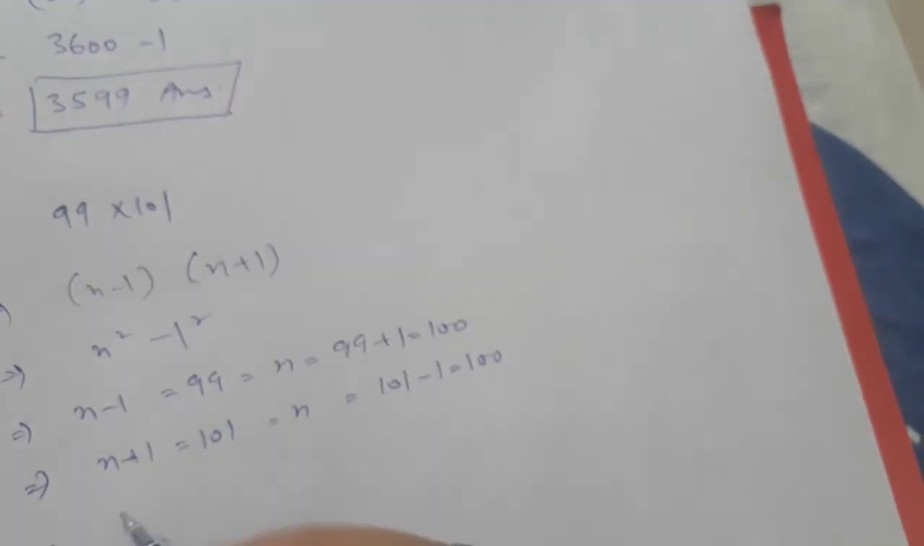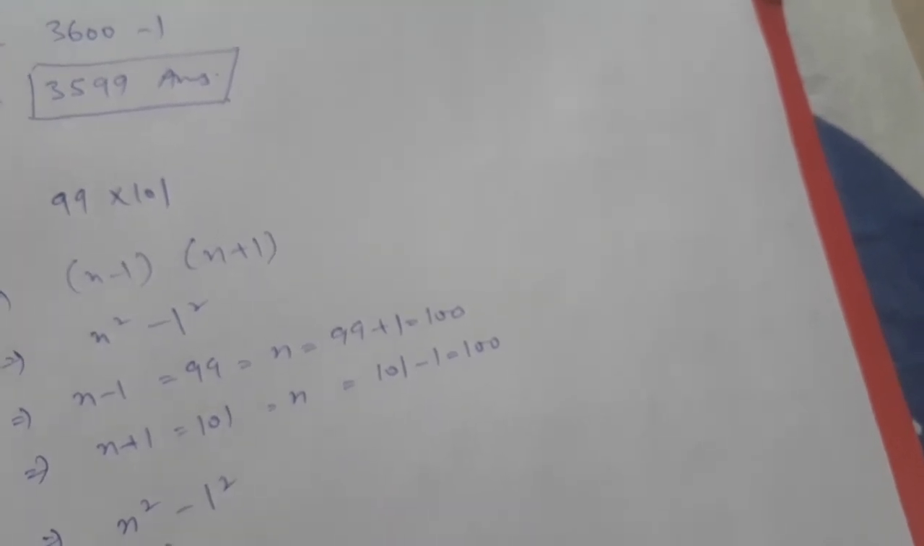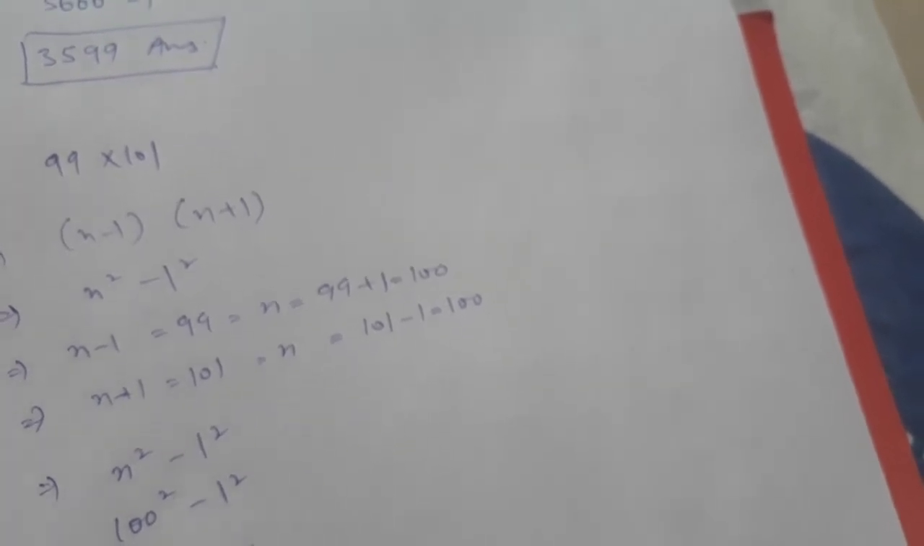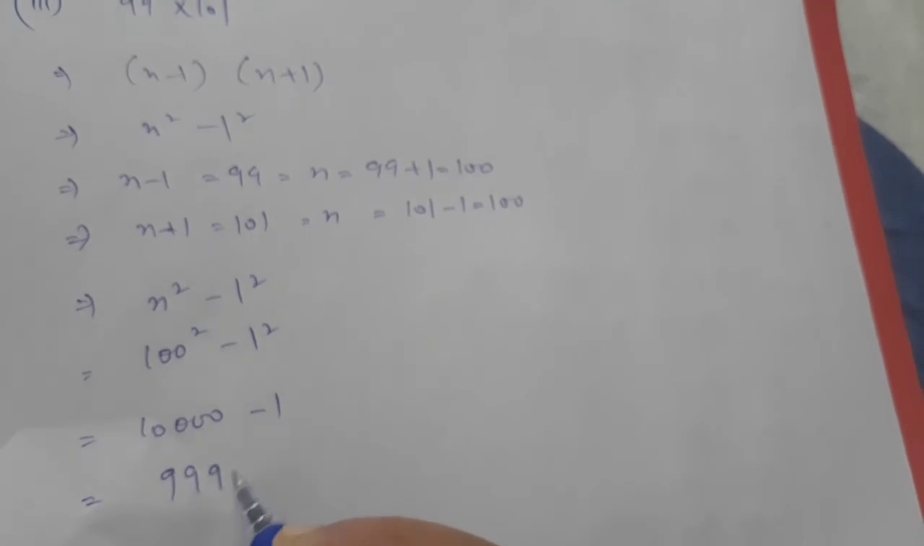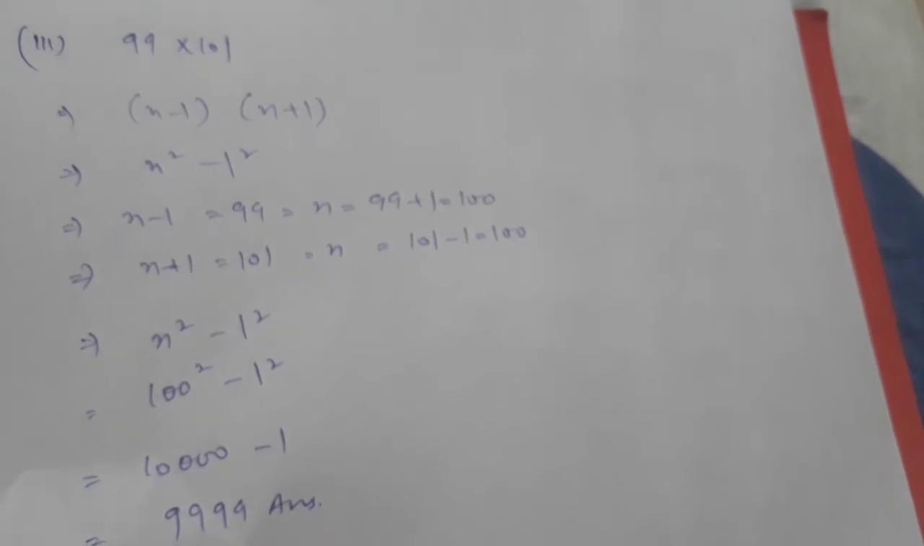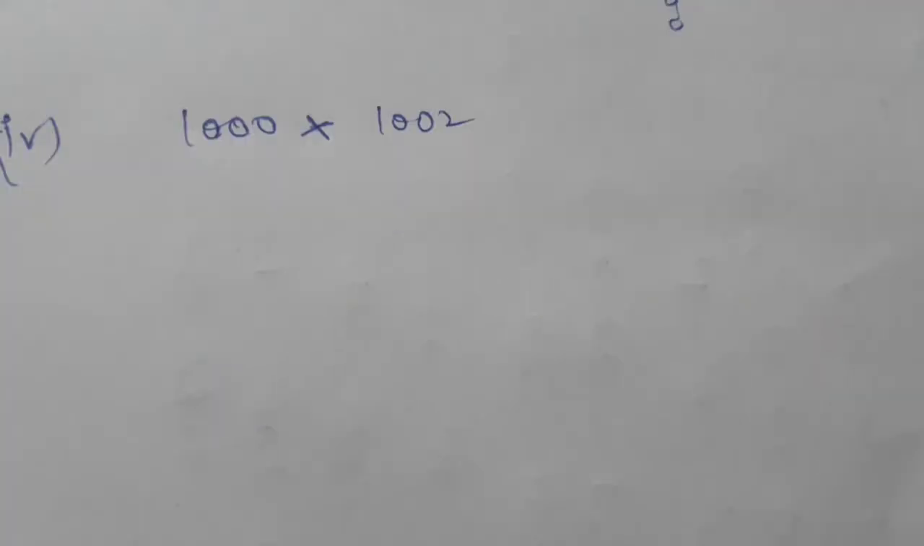So put that number, or n, into the formula n square minus 1 square, that is 100 square minus 1 square. 100 square would be equal to 10,000, minus 1 square would be equal to 1 only. So 9,999 is the answer of part 3 of question number 5. Have a full glance of the solved part. 9,999 is our answer.